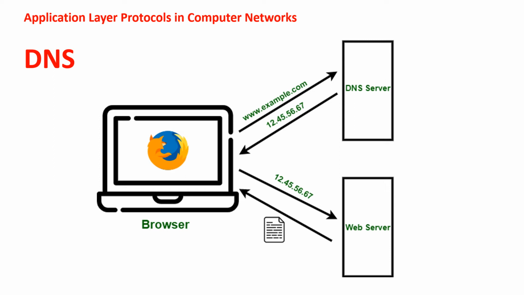Let us discuss some important application layer protocols in computer networks. Domain Name System, known as DNS, is a hierarchical naming system built on a distributed database for computers or servers containing resources connected to the internet or a private network.